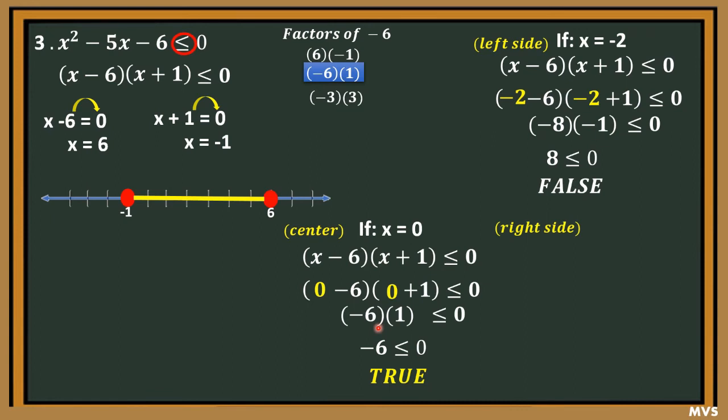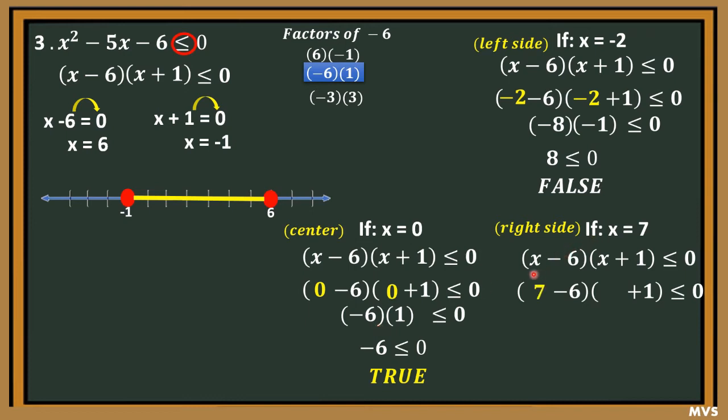I'll choose positive 7. Factor form. And then let us substitute. Your x is 7. Just copy minus 6. x is 7. Just copy plus 1. And then copy less than or equal to 0. Simplify it now. 7 minus 6, positive 1. 7 plus 1, positive 8. Just copy less than or equal to 0.